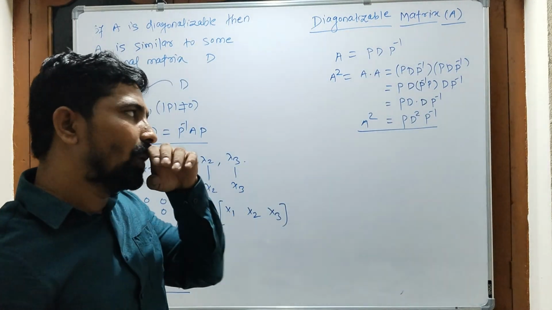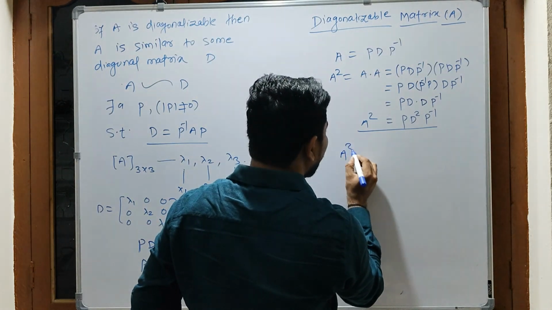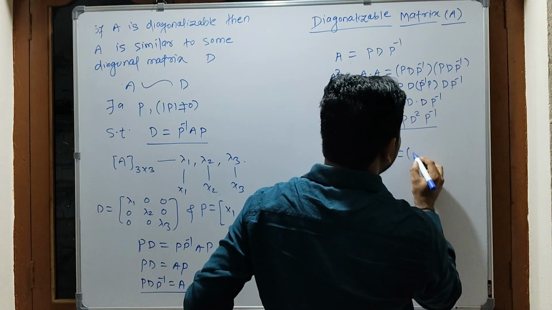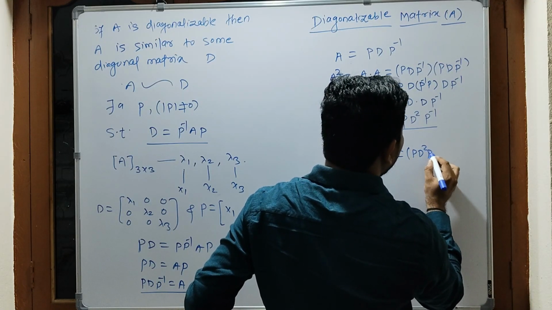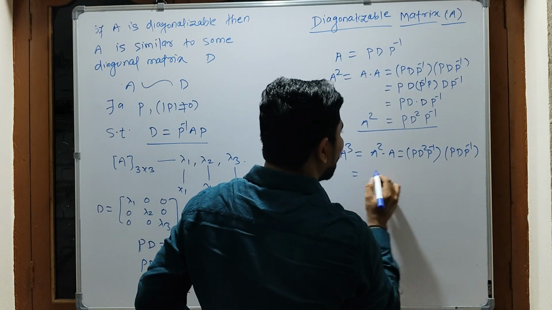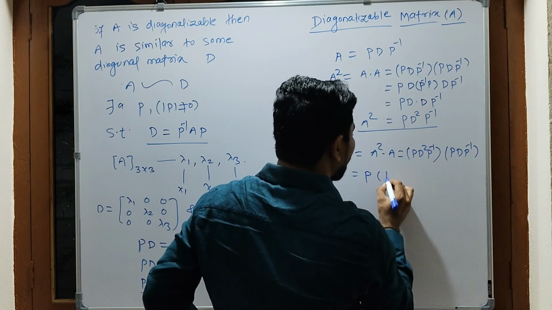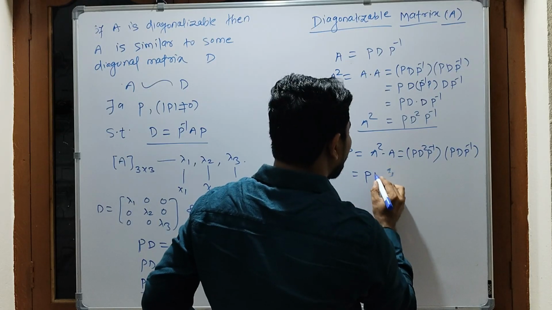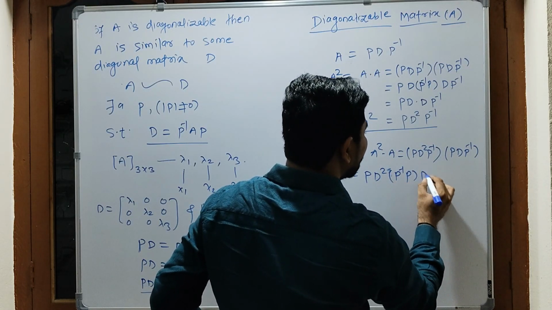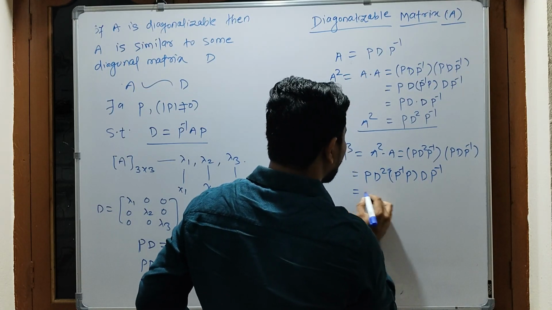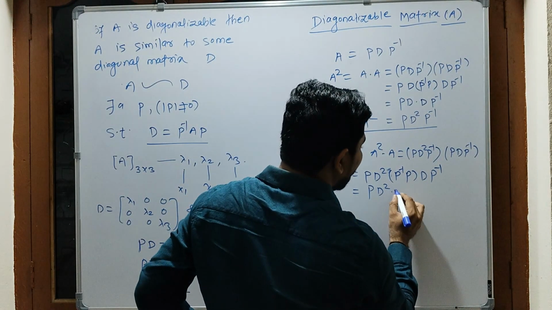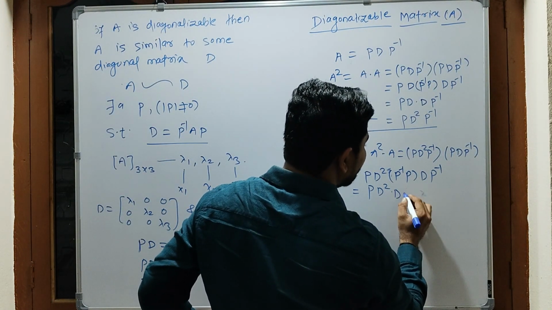Now I want to find A cube. A cube equals A square into A. Putting the value of A square, this is P D square P inverse times P D P inverse. Opening the middle bracket, P inverse into P is I, so this is P D cube P inverse.